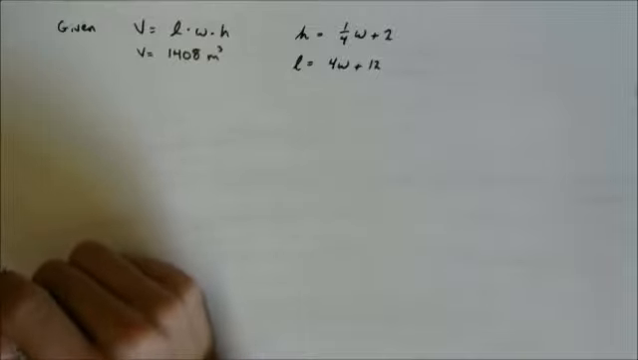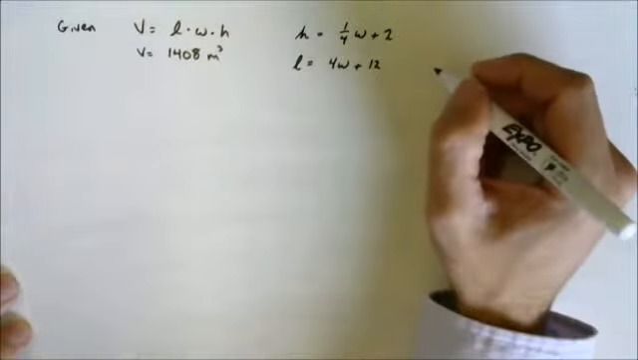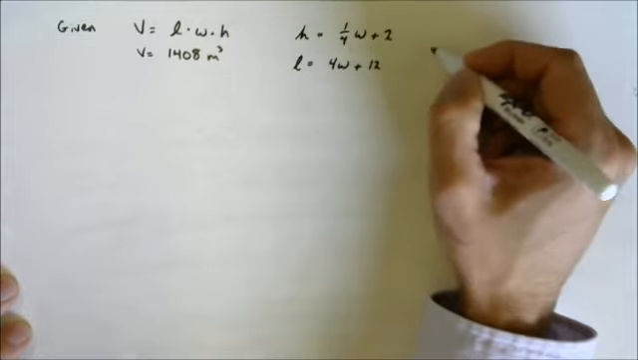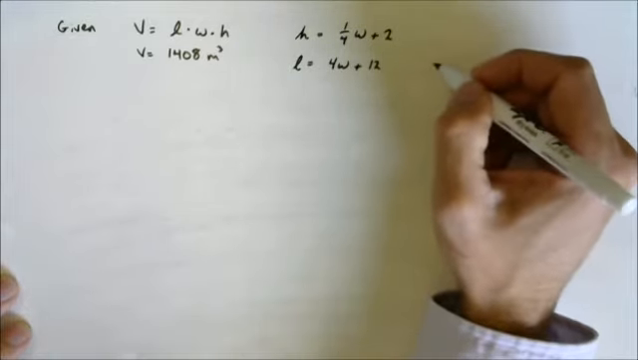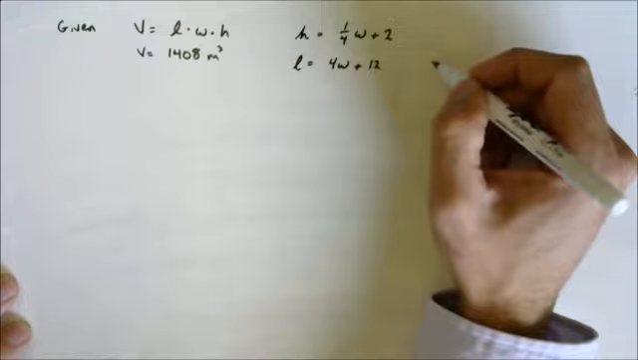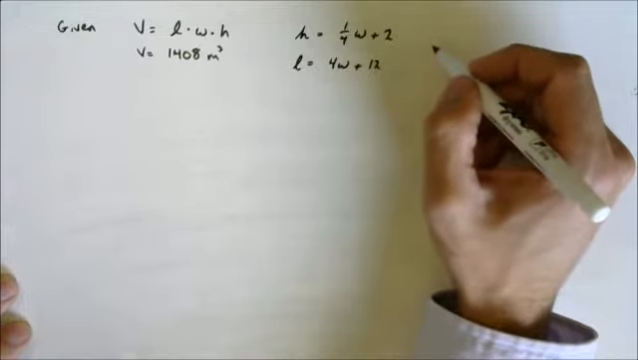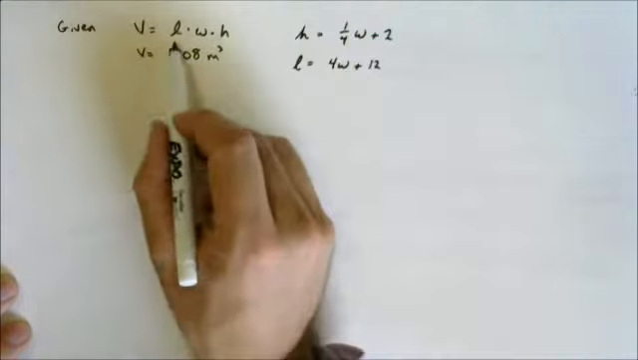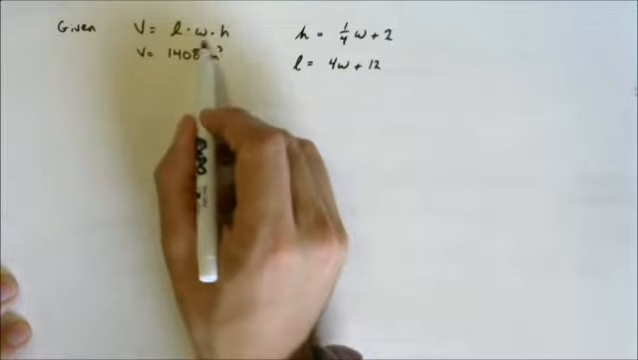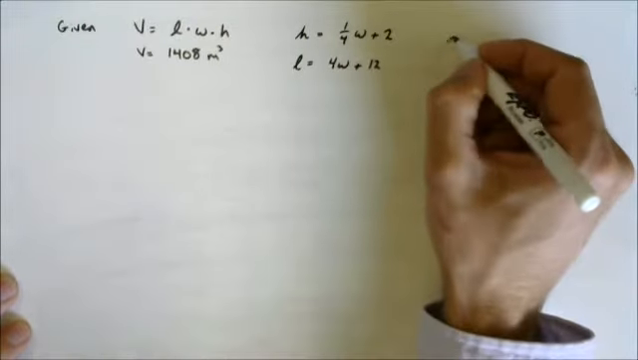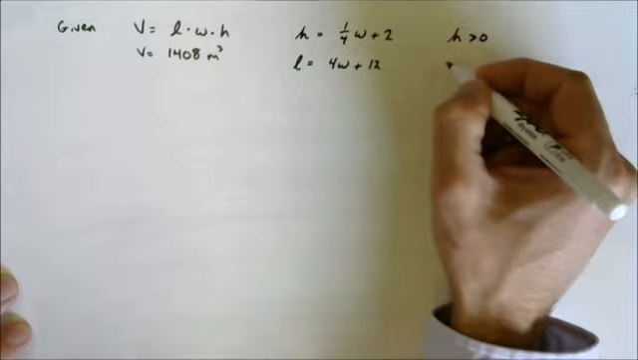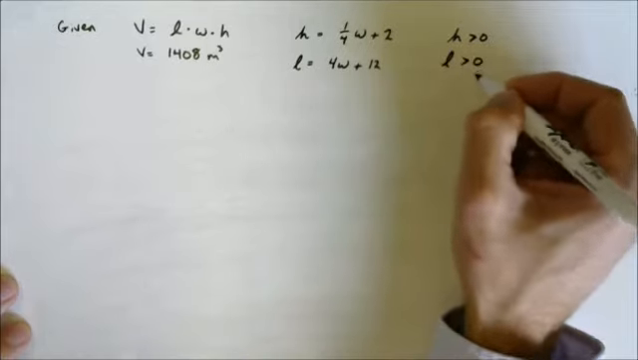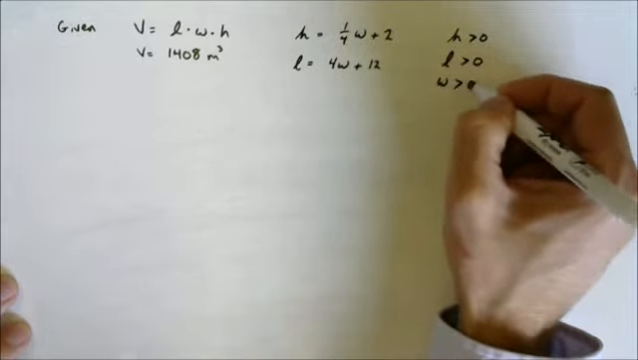What other things do we know are true about this? Well, we know that each of the dimensions has to be greater than 0, otherwise there would be no volume whatsoever. If any one of the dimensions were 0, the volume would be 0. So we know that h is greater than 0, L is greater than 0, and W is greater than 0.